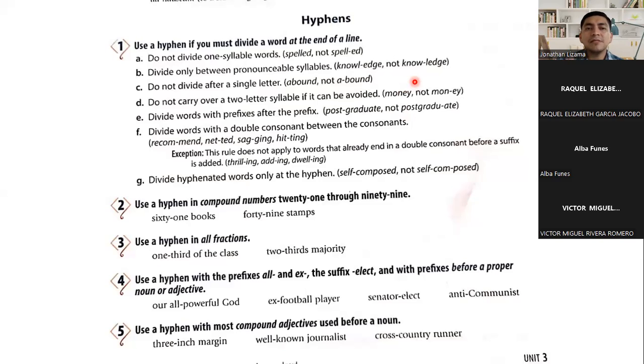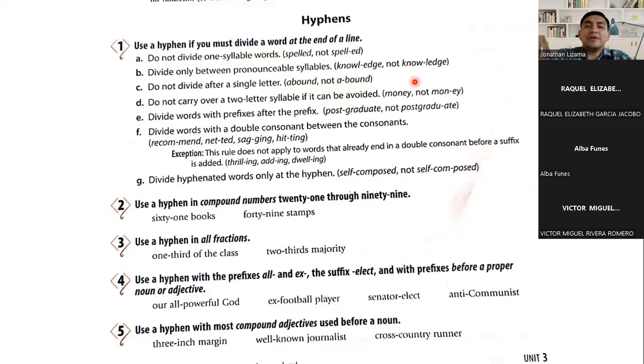Ok, number one syllable words. Hay que tener cuidado con las sílabas porque if you want to distinguish syllables in Spanish and in English, they are not the same. In Spanish, you count the vowels, right? But in English, you count the vowel sounds. Divide only between pronounceable syllables. Knowledge, not know-ledge, in this case.